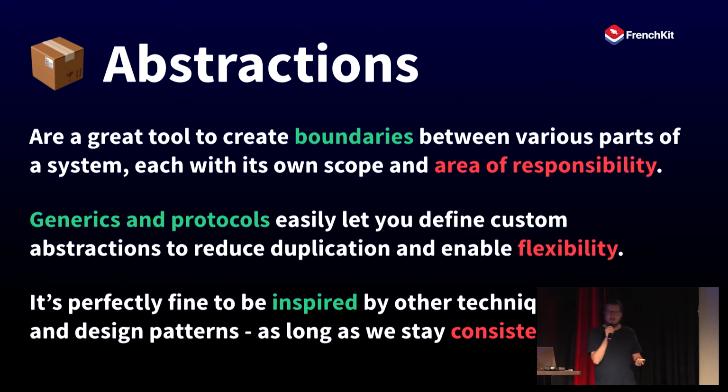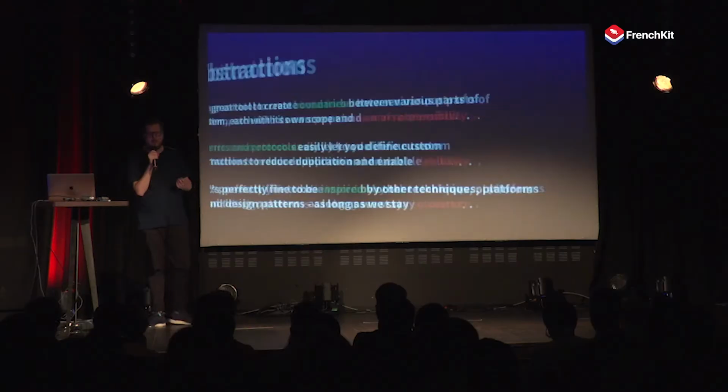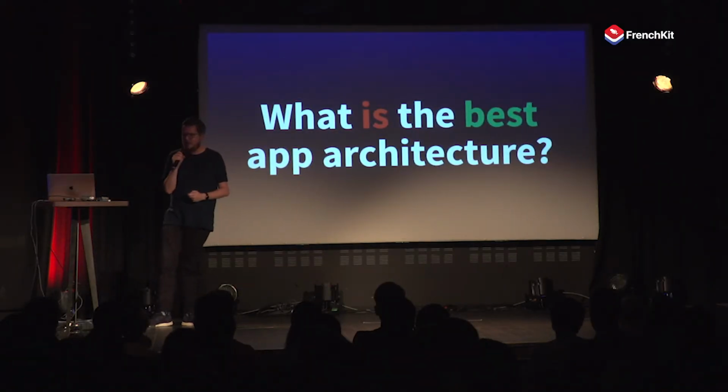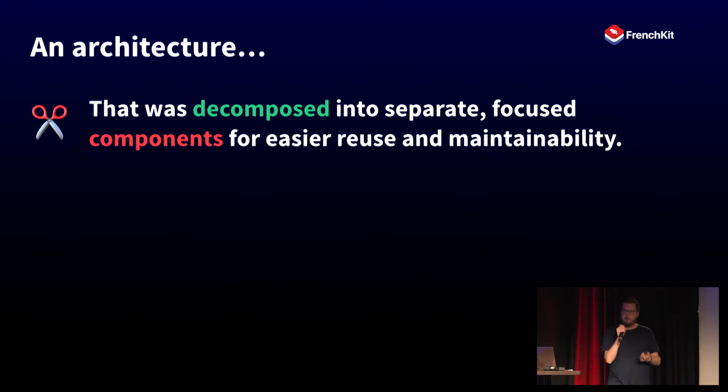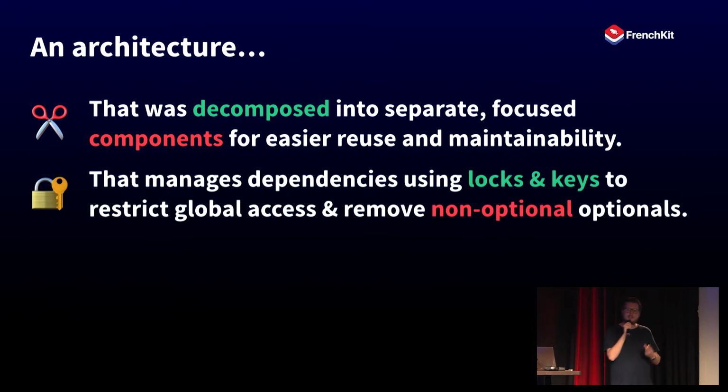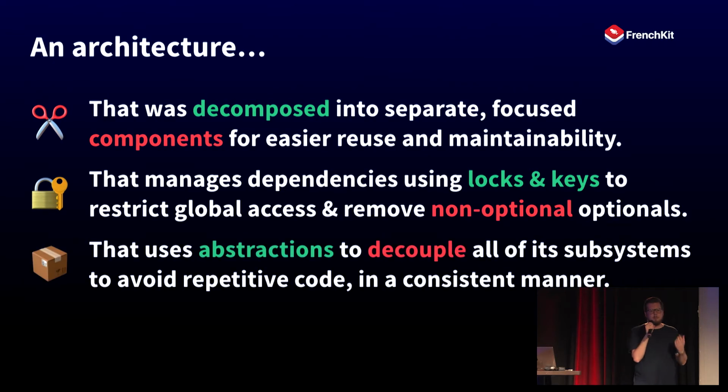So, to go back to our original question, what is really the best app architecture? Well, if you ask me, I think that the best app architecture is an architecture that was decomposed into separate focused components that can be reused and maintained with ease, that it manages its dependencies using locks and keys to restrict global access and to really remove all these really awkward non-optional optionals. An architecture that uses abstractions to decouple all of its subsystems so that you can avoid repetitive code and you can have it in a more consistent manner.